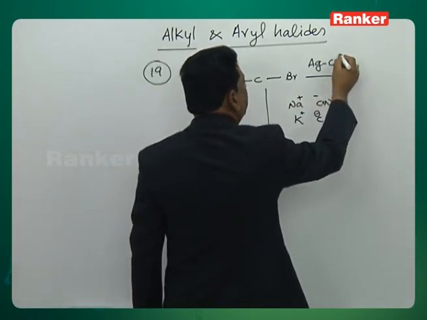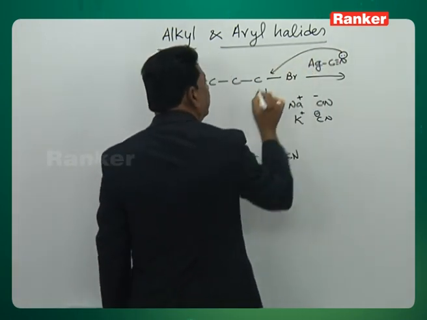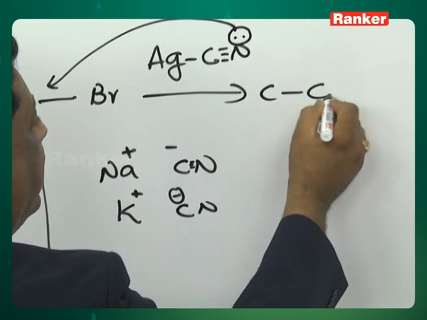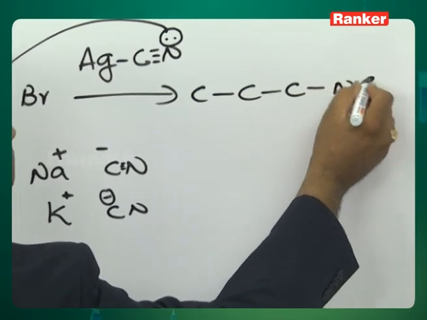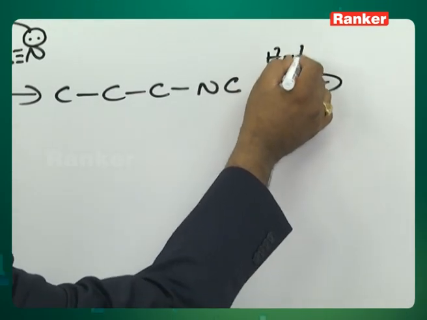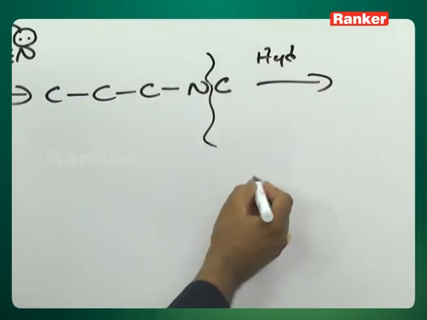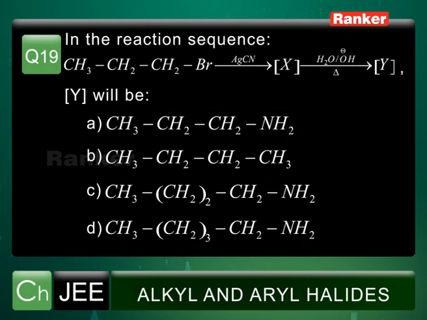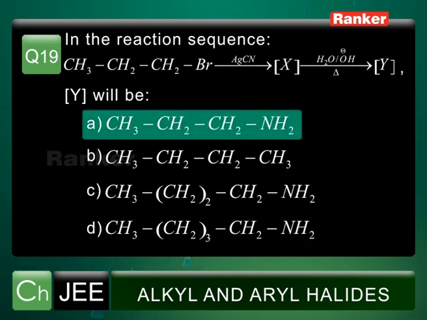So the nitrogen lone pair takes advantage as a nucleophile, and the product is propyl isocyanide. This isocyanide on hydrolysis undergoes breakage, and the final answer is n-propylamine. That is option A, the right answer.